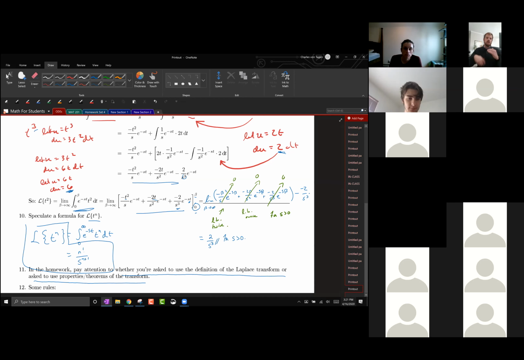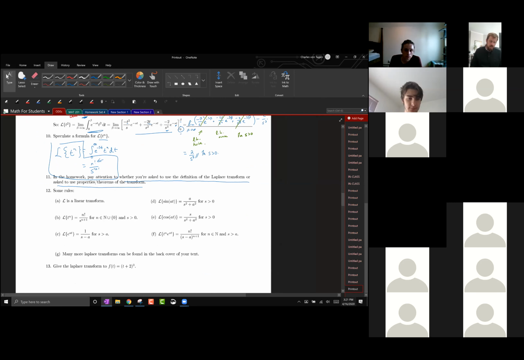Okay. So here are some rules for doing the Laplace transform. First of all, keep in mind that it's linear. And then here's the Laplace transform of a power function and of e to the at. We derived those two already. Here's the Laplace transform of sine. That's your homework, is to prove that one. Here's the Laplace transform of cosine.